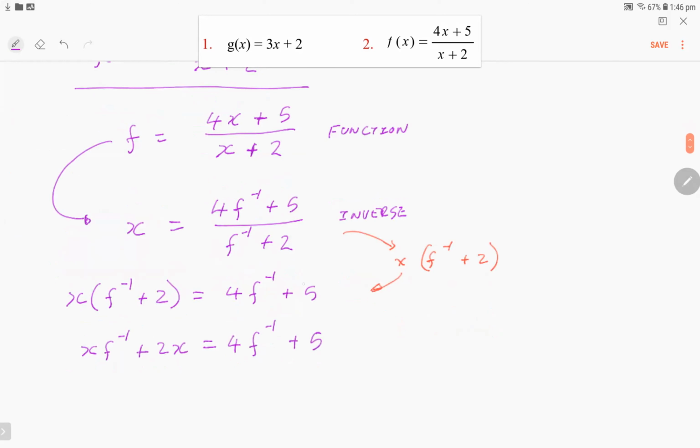Now we'll get better at it. We can leave out this step. This step we don't have to show, but let's go, when it's the first time we're doing it.